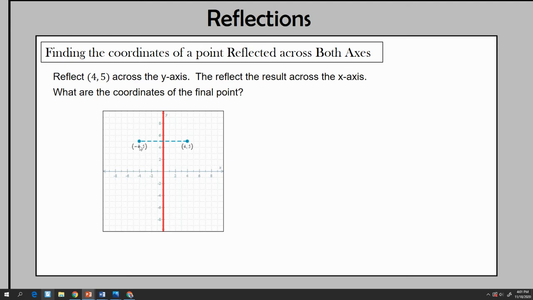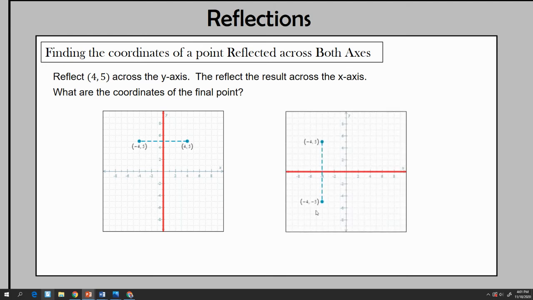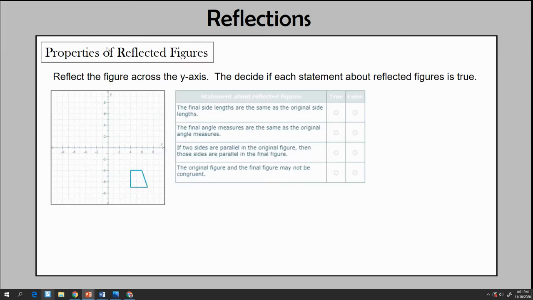So now I got to count to the x-axis, 1, 2, 3, 4, 5. 1, 2, 3, 4, 5. And here is my second image. Okay, they wanted the coordinates of the final point. So they want this set of coordinates. So I would tell them the answer is -4, -5. Start with this pre-image, reflect it over the y, then reflect that one over the x, and I'm here at -4, -5. Okay, properties of reflected figures.